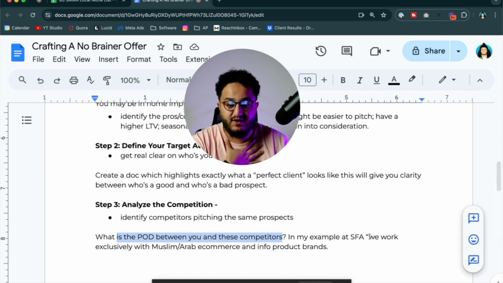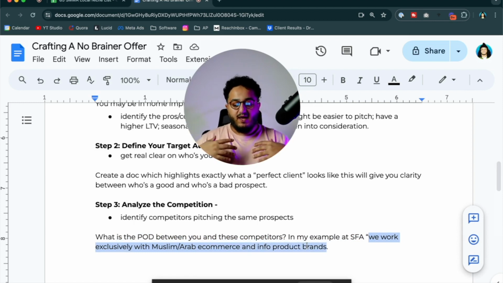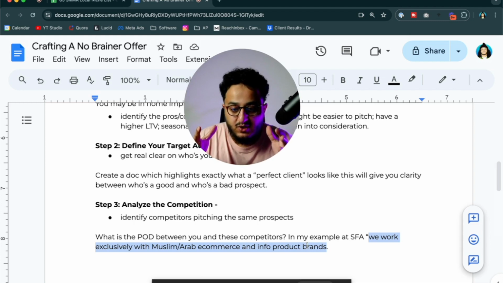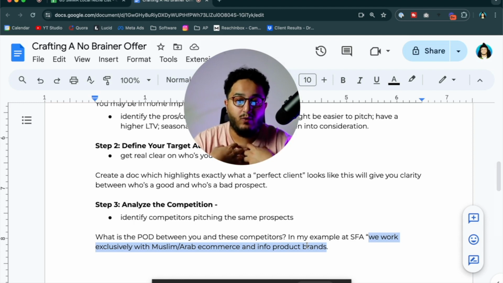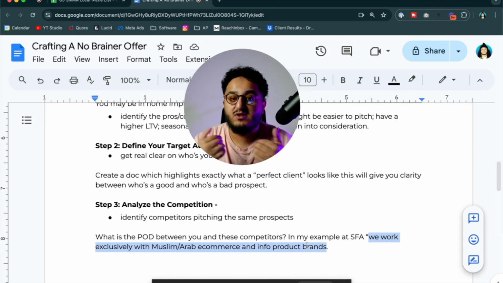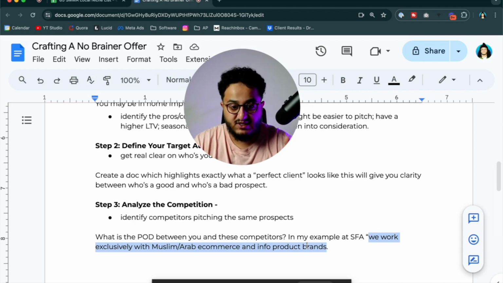So in my example at SF Analytica, my point of difference is that we work exclusively with Muslim/Arab e-commerce and information product brands. So when I am doing outreach, okay, and I am targeting Muslim/Arab e-commerce and information product brands, this is my point of difference. For example, let's say you have Tommy in New York who's pitching the same prospect that I'm pitching. Well, guess what? I'm going to stand out because, one, I work exclusively with these type of people, but then two, I am an Arab and a Muslim myself, and the end consumer, which in this case is going to be the prospects, they're also Arab and Muslims. We share the same values, have the same standards, and most likely speak the same language.